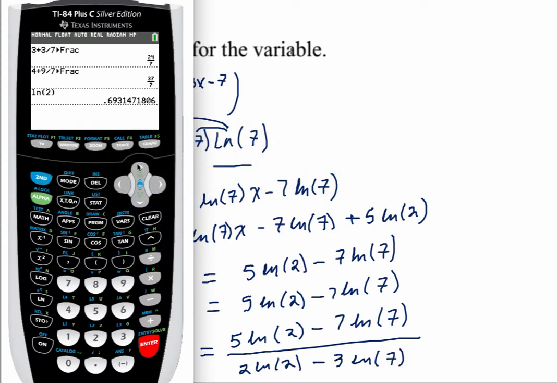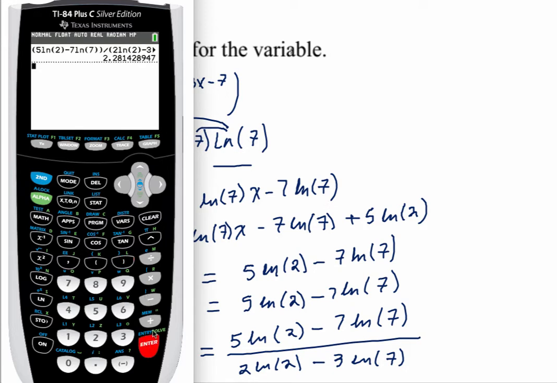Let's go ahead and get that. So let's clear that out, and we're going to put in parentheses. We'll put in 5 ln 2, and then subtract from that 7 ln 7. And then we're going to divide that. Notice the copious use of parentheses here. Muy importante, okay? And then 2 ln 2, and then subtract from that 3 ln 7.